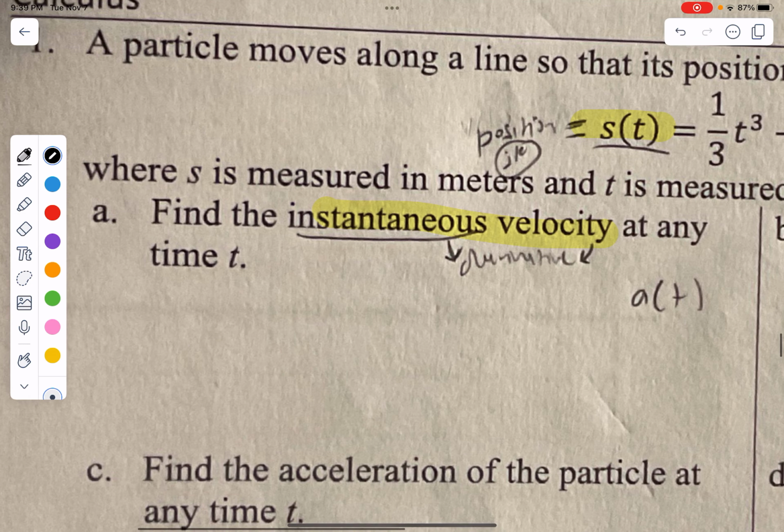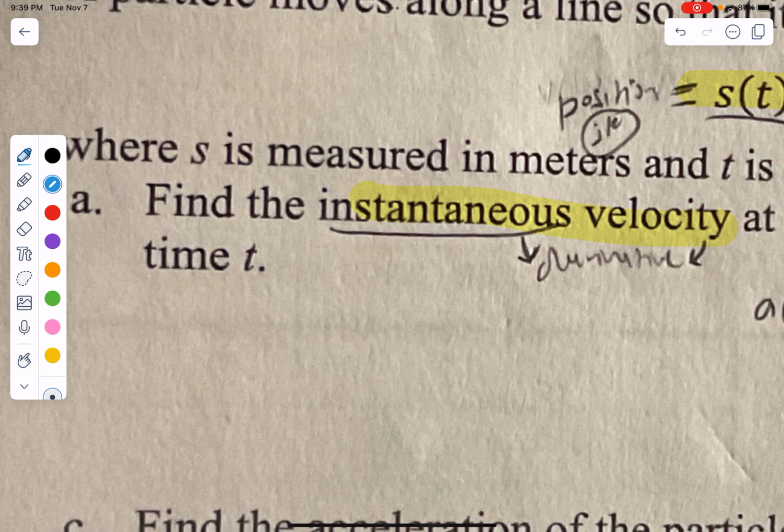Once again, what color do we use for velocity? I think it was blue. All right, so velocity. Remember, velocity, or v.